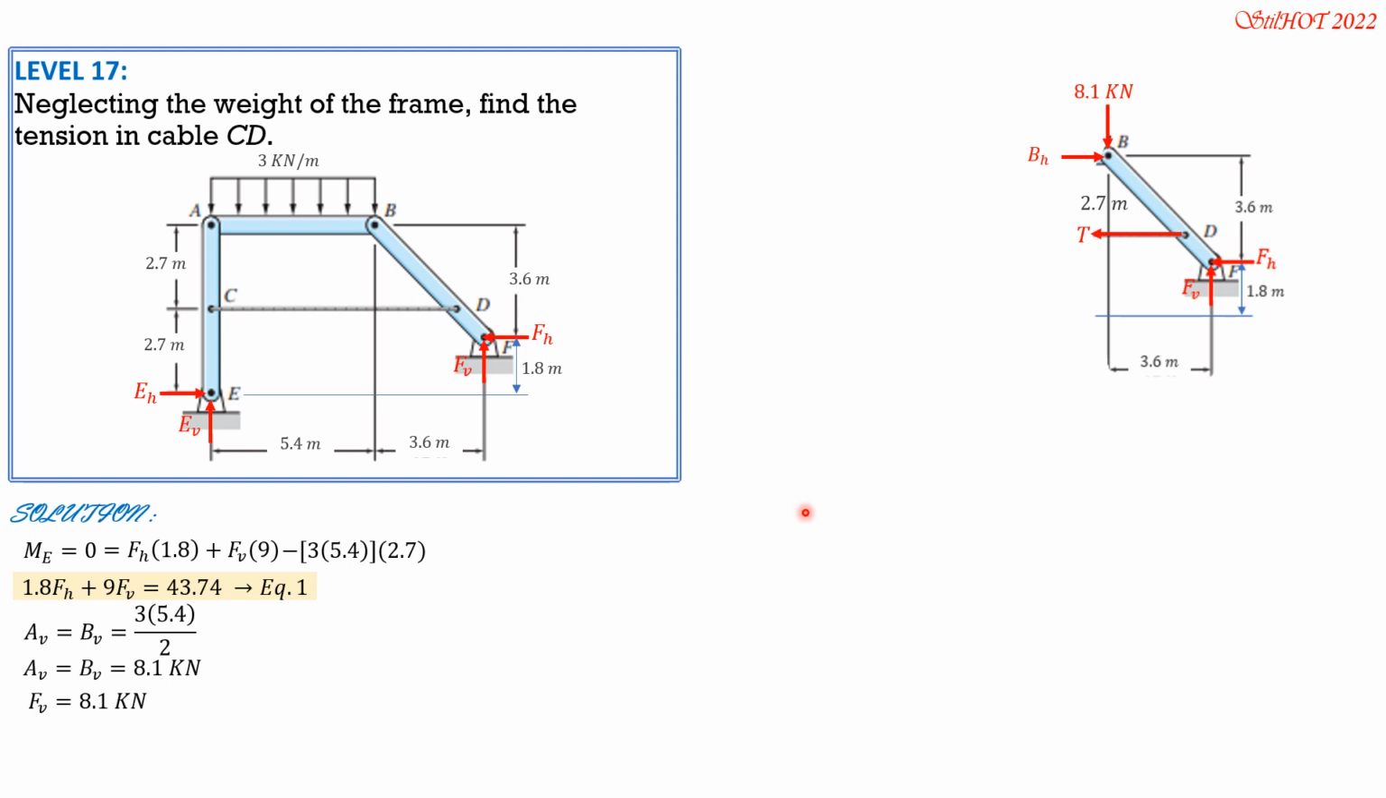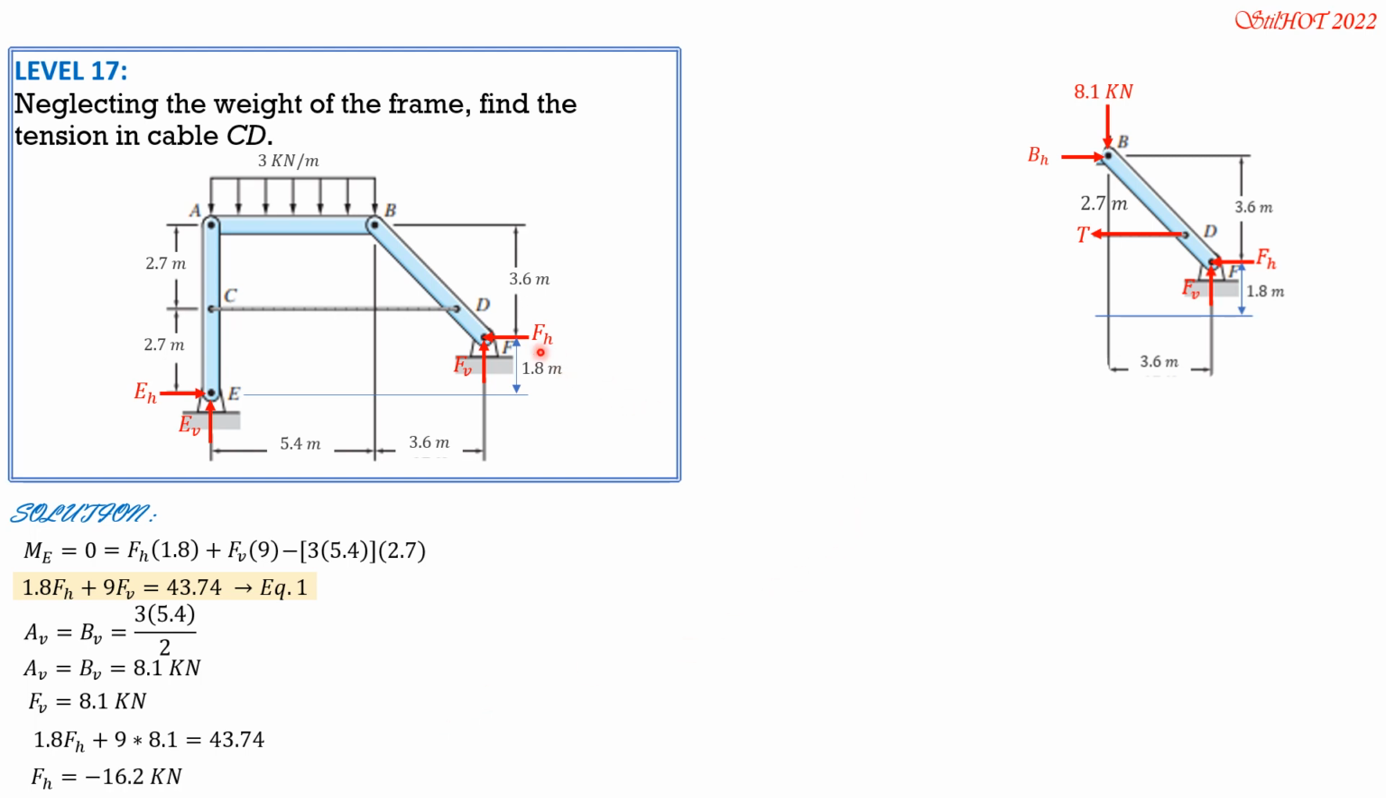So FV equals 8.1 by summing up vertical forces from this free body diagram. Then we substitute the value of FV in equation 1 to solve for FH. So 1.8 FH plus 9 times 8.1 equals 43.74. So FH is equal to negative 16.2 kilonewtons.